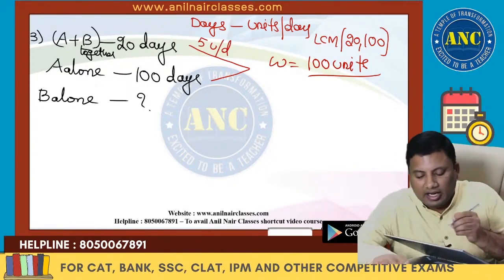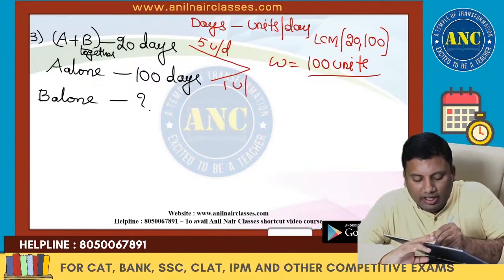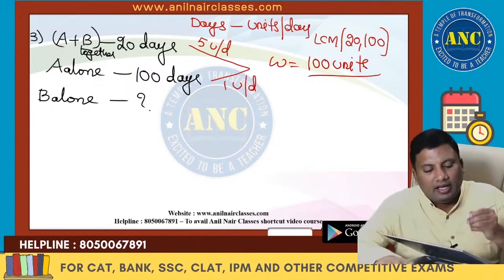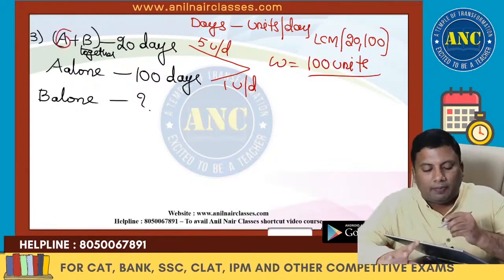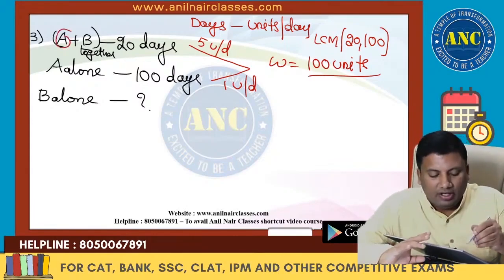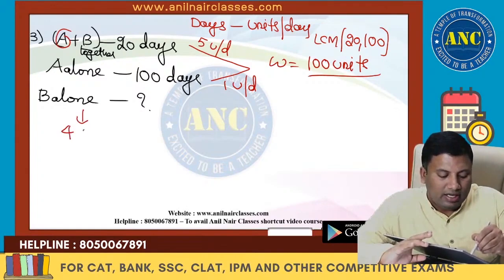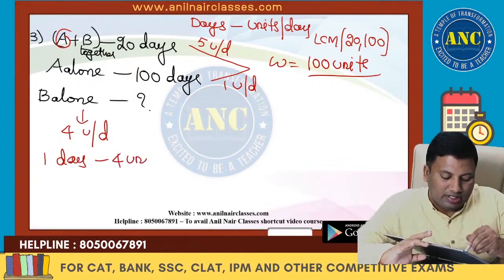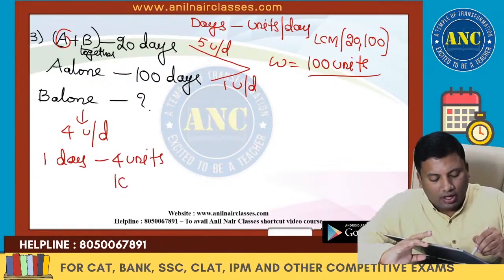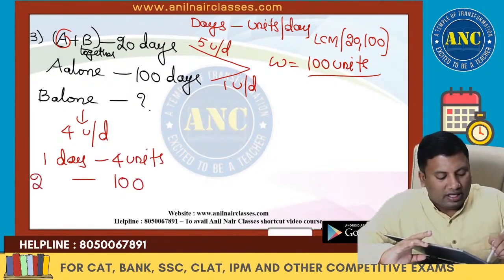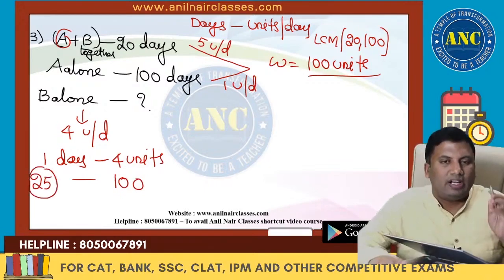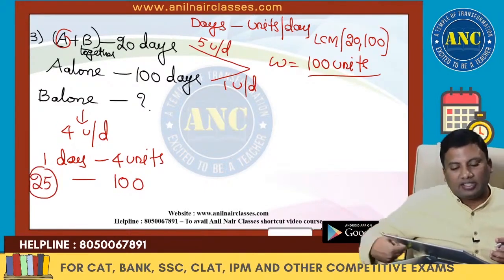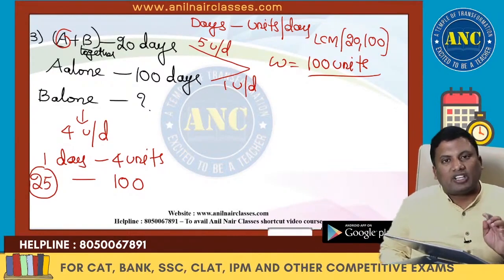100 days 100 units. A alone it is 1 unit per day. Together it is 5 units per day. So the remaining will be 4 units per day. 4 units per day means 1 day 4 units. Totally I need to do 100 units. 4 25s are 100, so the answer is 25 days.